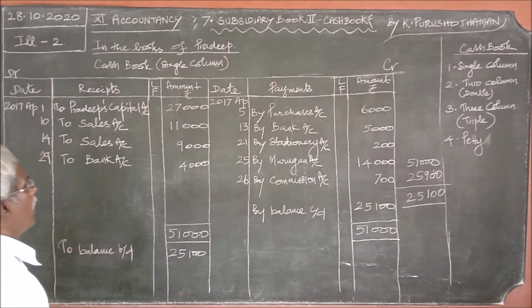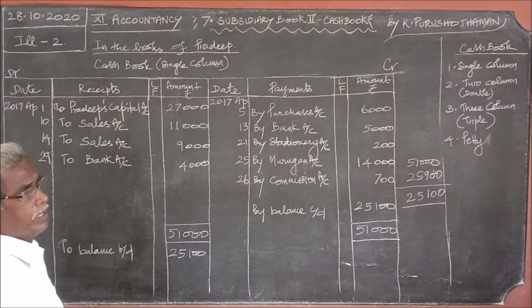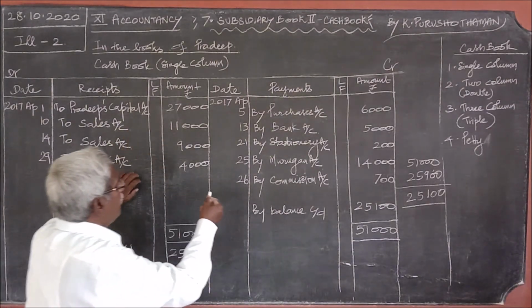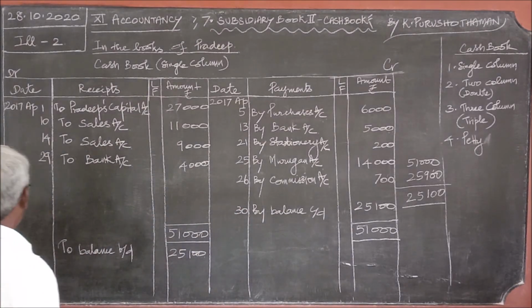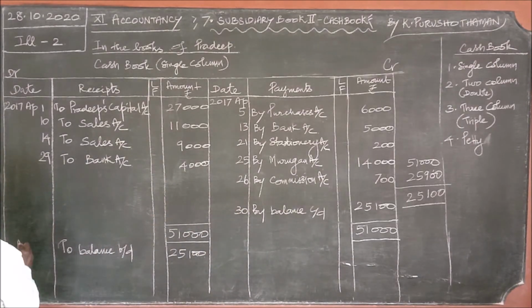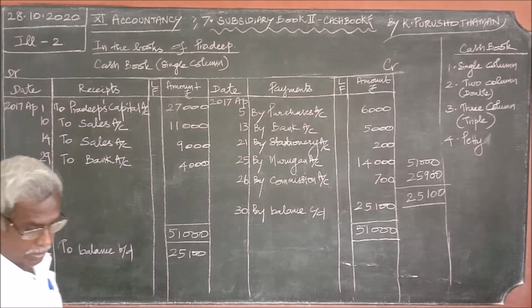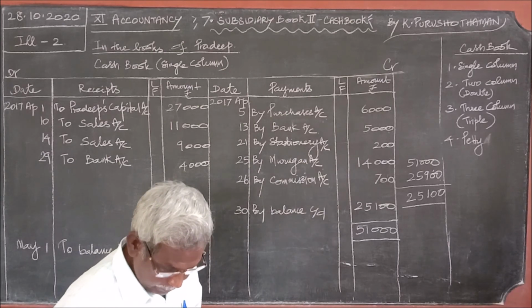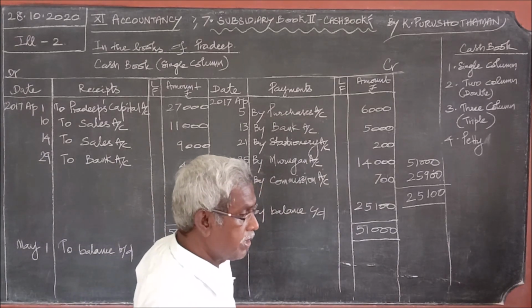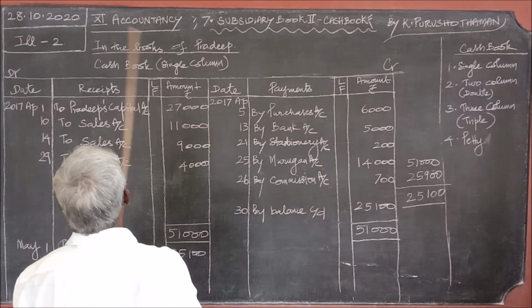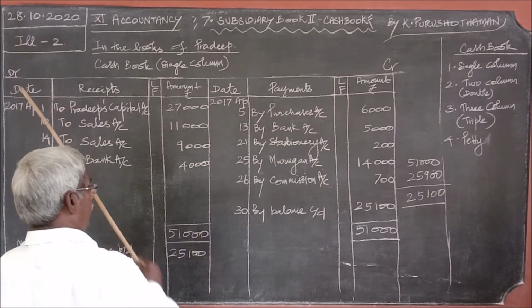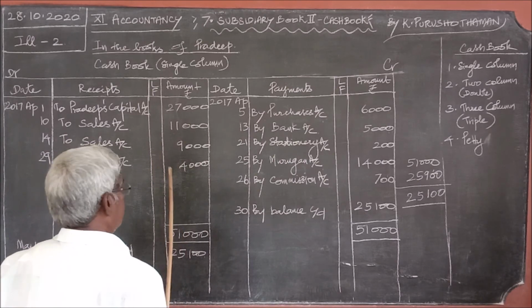₹25,100. Now, for the carry down, as we did in ledgers, use the last date of the month, April 30th. And for brought down, the next month's first day, May 1st. This is what we should do. So what is the speciality in this problem which was not appearing in illustration number 1?